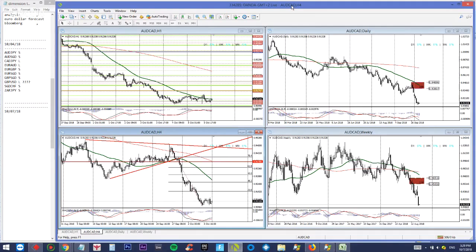Okay, so we're going to go through this really quick today because we have a lot of pairs and a lot of charts already drawn. So we'll just go over one by one really quick right now. So first pair, AUD CAD.